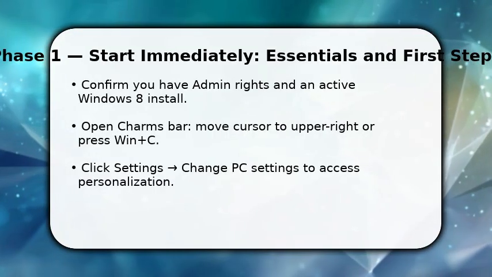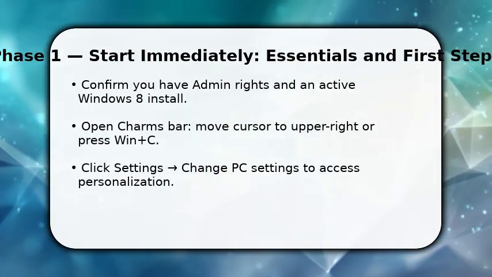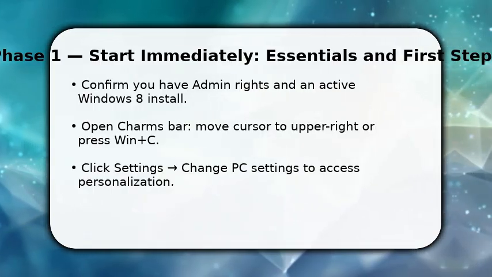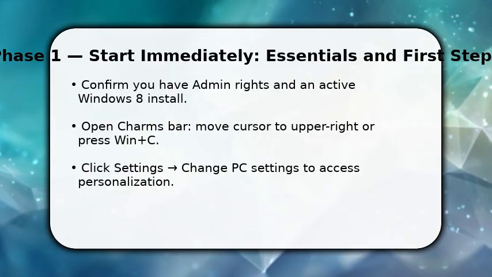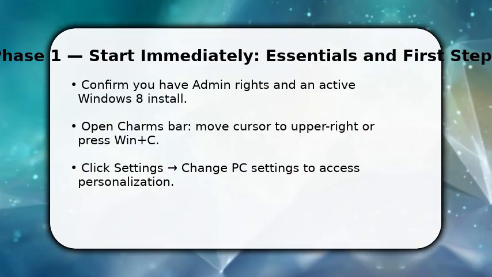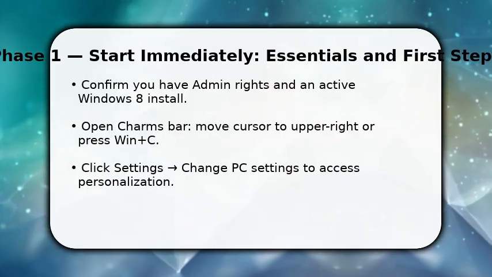You start by confirming admin access and that Windows 8 is running. This lets you change system-level start menu behavior. Open the Charms bar, move the cursor to the upper right corner or press Win+C, then choose Settings and change PC settings. Once done, navigate to Personalize so you can edit the start screen and tiles directly.